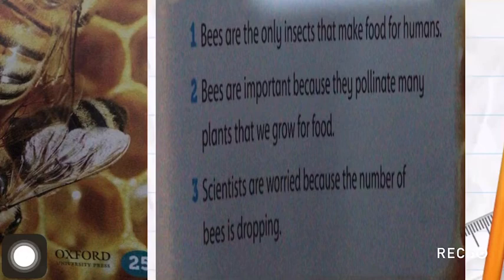Which insect can make food for humans? Can a mosquito make food for humans? No. Can any butterfly make food for humans? No. What is the thing which can make food for human beings? That is the honeybee. Bee. Okay. Bees are important because they pollinate many plants that we grow for food.